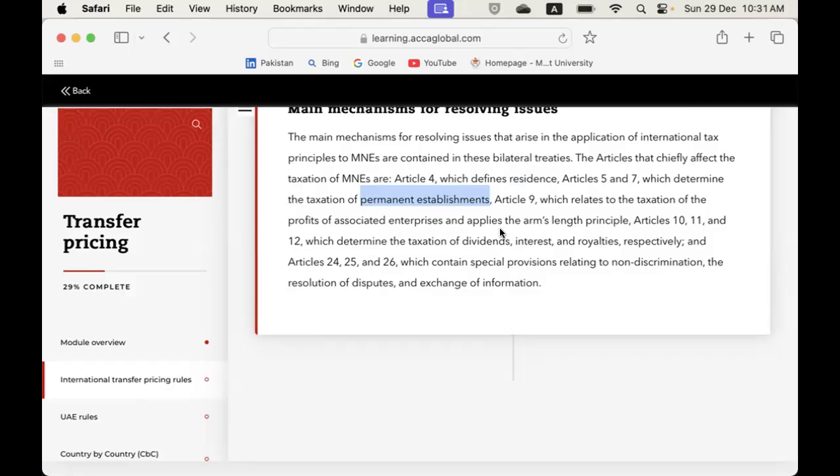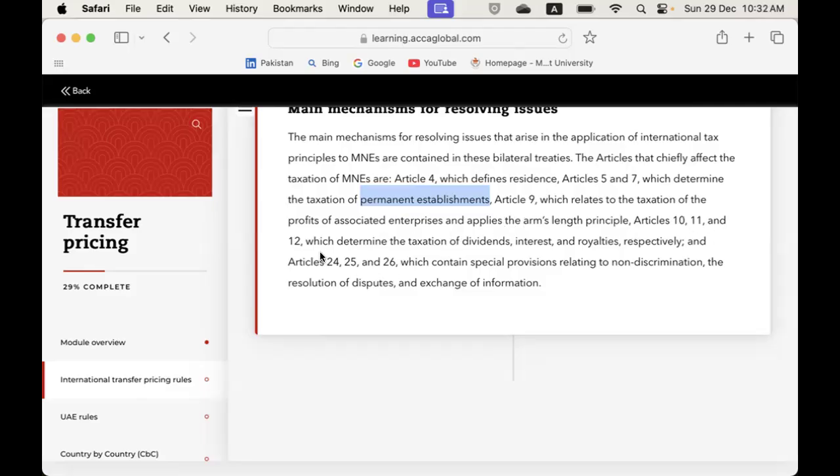So Article 9, remember. Sometimes in this course, in the knowledge check or in the actual exam for this course to be certified by the ACCA, it is sometimes a test of memory, so we should account for that. Remembering the articles may help you. Article 4 is residence, 5 and 7 permanent establishment. Article 9 relates to taxation of the profits of associated enterprises and applies the arm's length principle. So Article 9 will be associated enterprises.